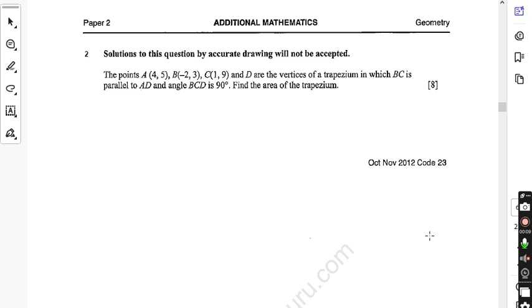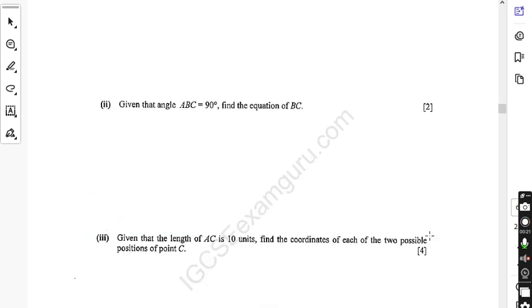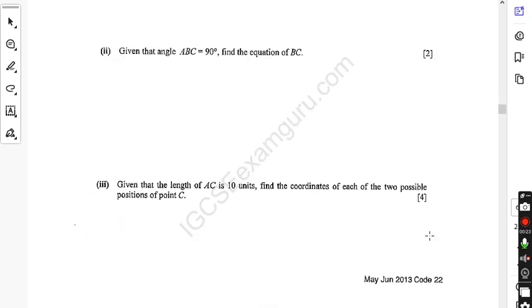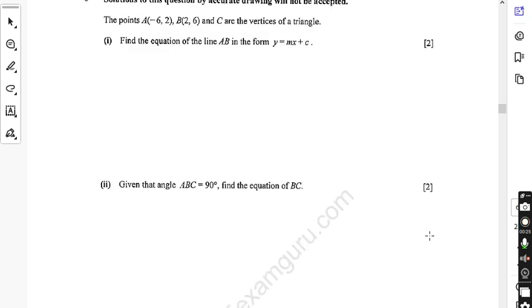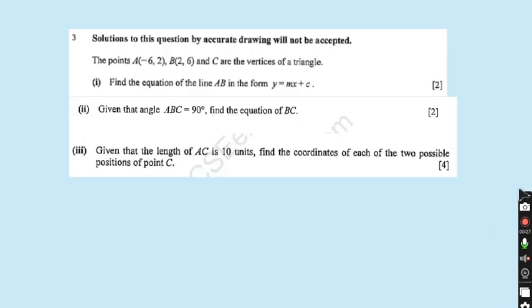Students, in the last lecture we did past papers of coordinate geometry, question number 2, which came in October-November 2012 paper 2-3. Today we are going to do question number 3. This question came in May-June 2013 paper 2-2, and you can see the question on your screen. Solution to this question by accurate drawing will not be accepted.